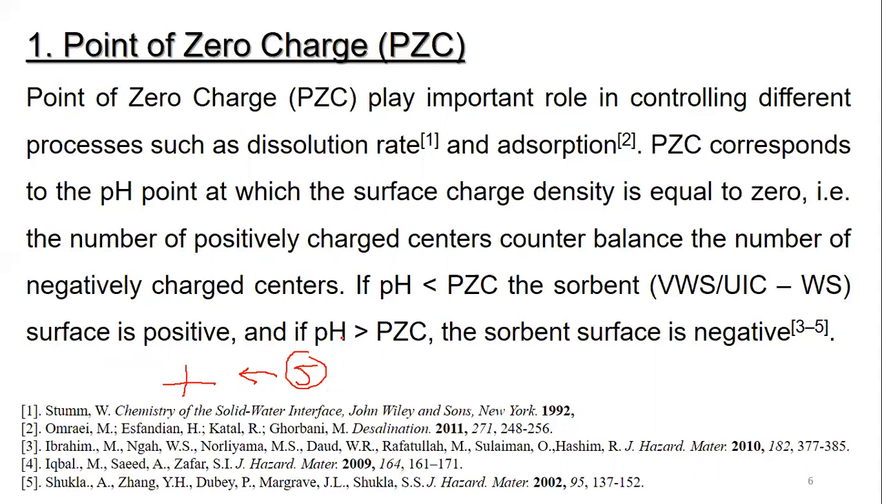But if you are using a pH greater than PZC, then you are using a negative surface. So it simply guides us that if you have found out the pH PZC, then you can remove all the cationic dyes and all the positively charged metals in this range very easily, because there will be a strong electrostatic attraction between the negative surface and positively charged particles.